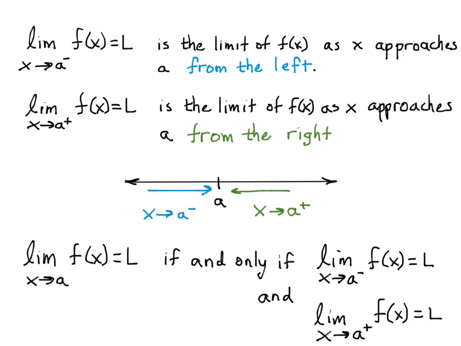Just to show you something that's a little different, if I have a function that does this, okay, so when I'm coming from the positive side, the one-sided limit is here. When I'm coming from the negative side, the one-sided limit is here. Because they don't equal, the limit at a does not exist. I'll revisit that, but that's just a quick definition of the limits from either side.